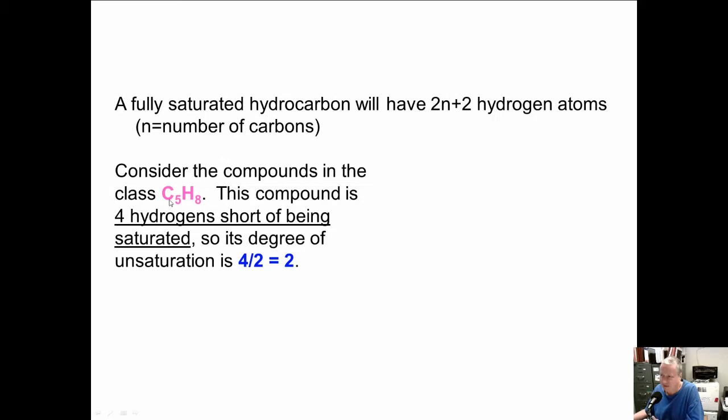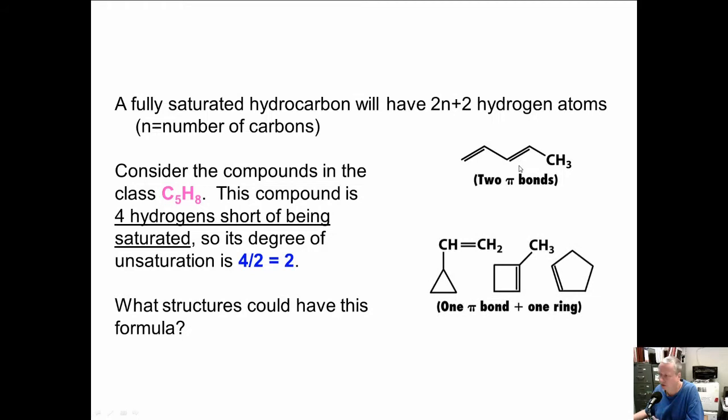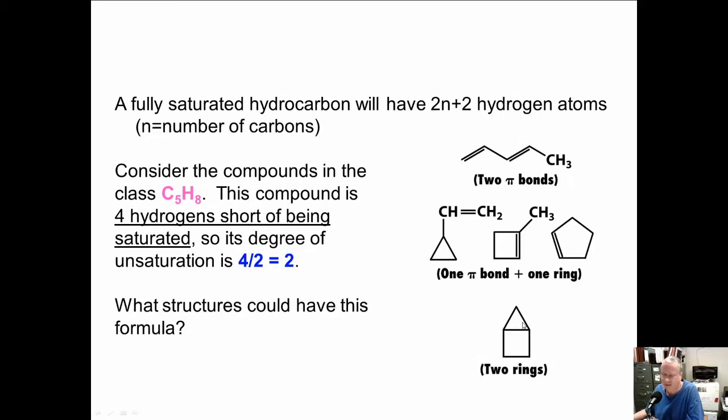So what structures could possibly have this formula? It's five carbons, and four hydrogens short of being saturated, right? So what do you think? Four hydrogens would be two double bonds, or a ring and one double bond. So two double bonds is one option. A ring and one double bond, or two rings. All of these would satisfy C5H8, okay?